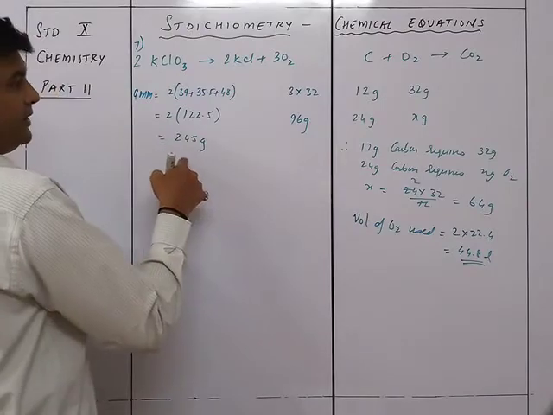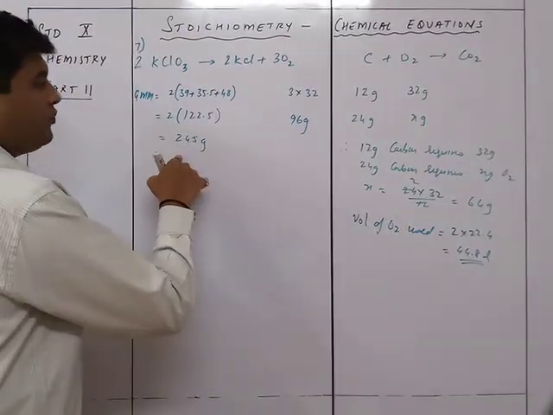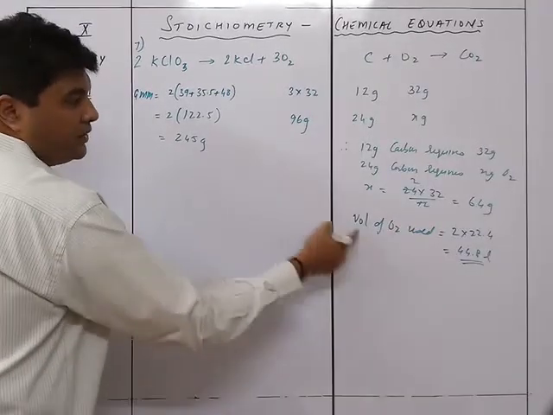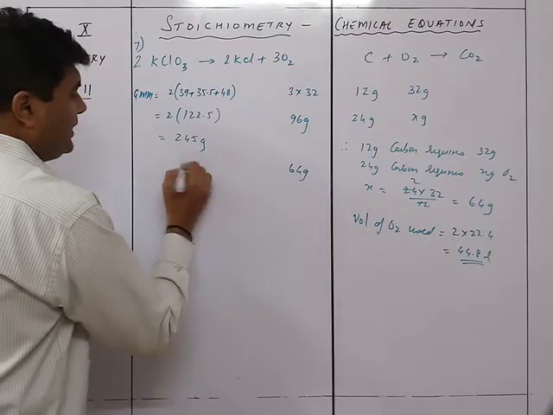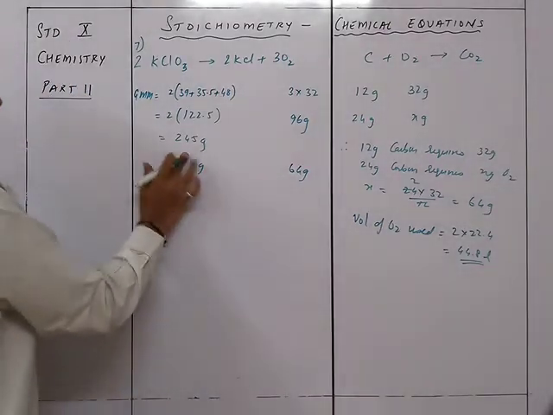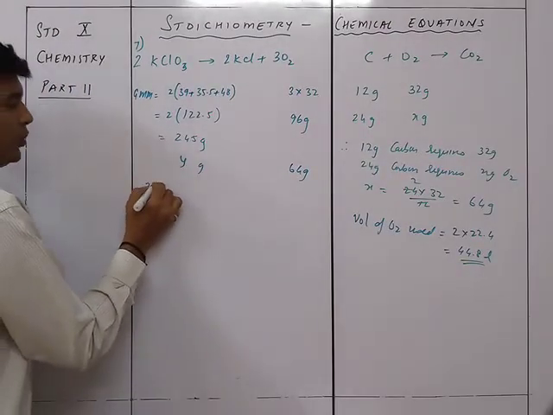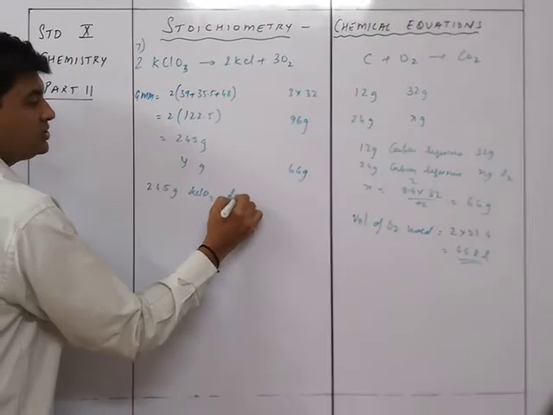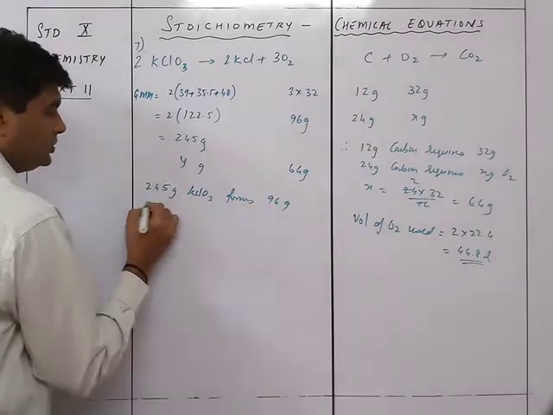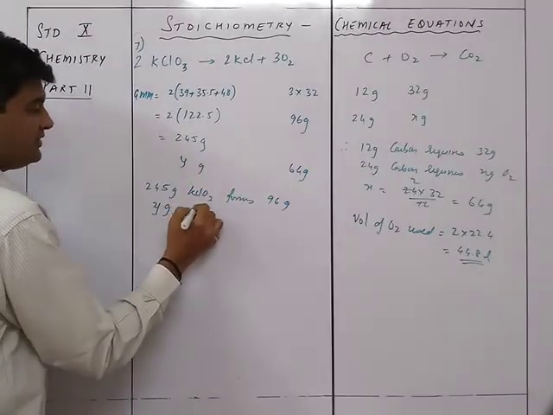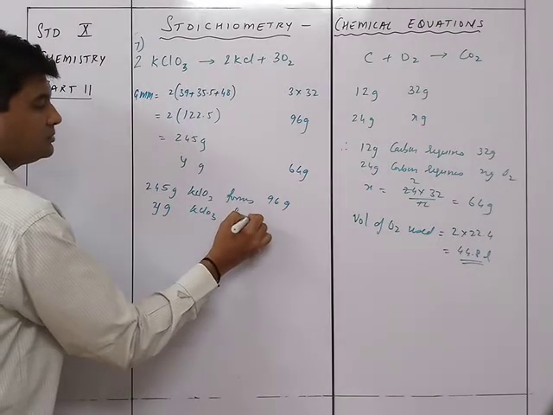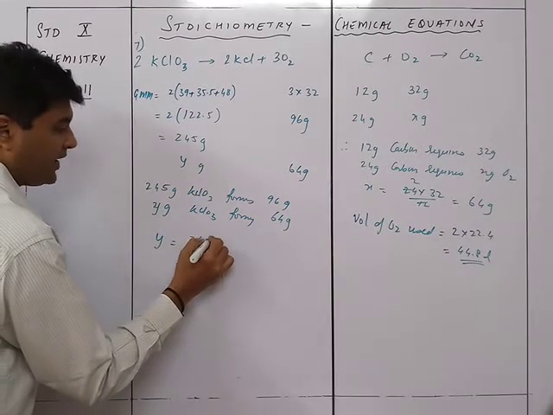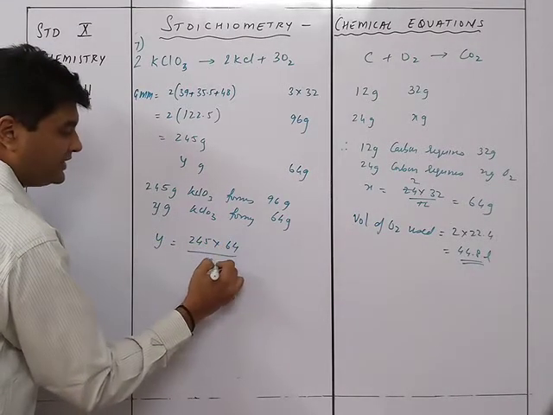Over here we say that 245 grams gives me 96 grams. So over here 64 grams will require how many grams? That is what we need to find out. So we know that 245 grams KClO3 forms 96 grams O2. So Y grams KClO3 forms 64 grams. So Y is equals to 245 into 64 upon 96.